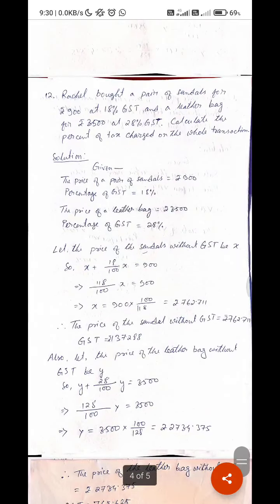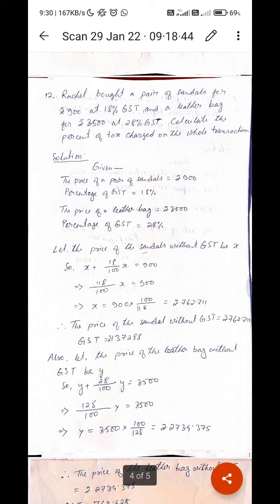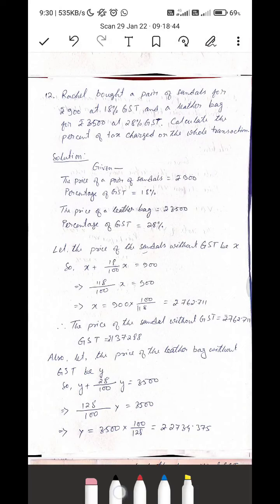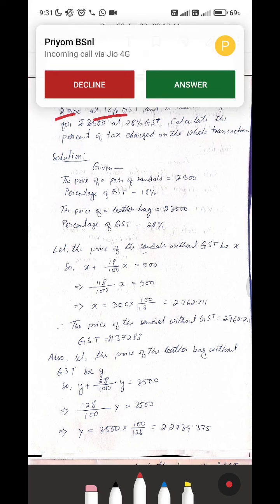Next, question number 12. This question's answer is a little bit lengthy, but the question is very simple. Russell bought a pair of sandals for rupees 900 at 18% GST. This means, students, that this 900 also contains the amount of tax of how much? 18%. 18% of what? The marked price.